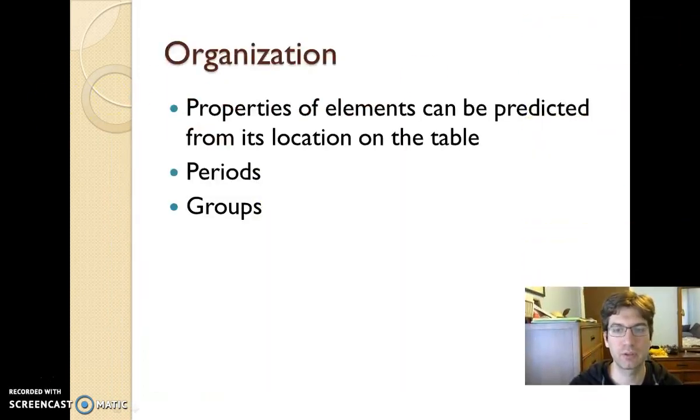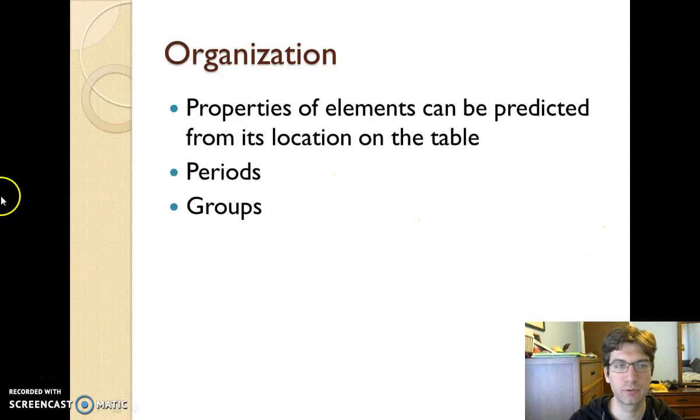So, organization of the periodic table, we are grouped into two things, periods and groups. Periods are going to be rows, groups are going to be columns. Rows go across like you row across a lake. Columns you can think of in structures and buildings as being vertical, up and down. So properties of the elements can be predicted based on their location on this table, what period they're in and what group they're in.